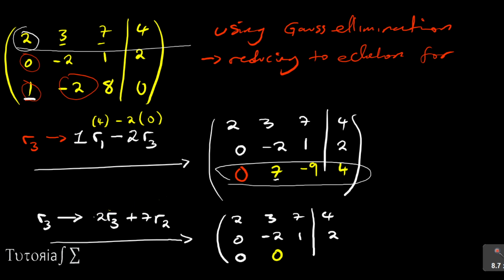So we do now 2 times, on row 3 there is -9, plus 7 times, on row 2 there is a 1 here. So that will be 2 times -9, -18 plus 7. That will give me -11. So this is -11 there. Then we do the last part here. Let me just erase.